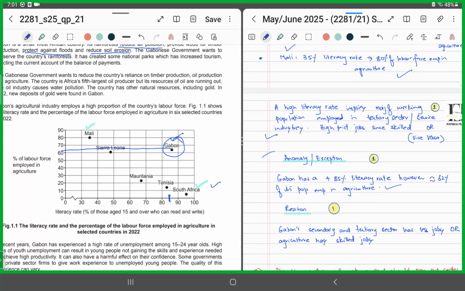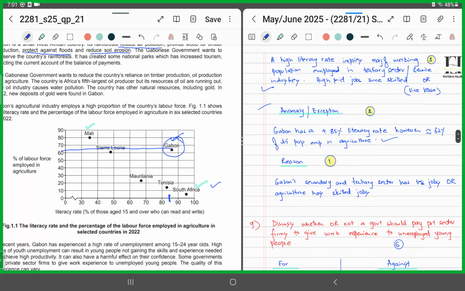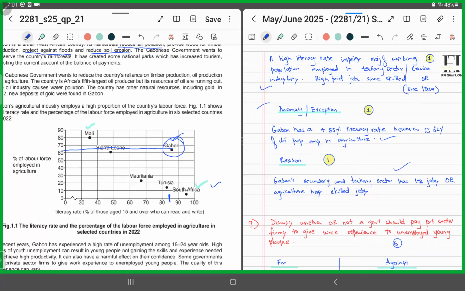Now you'll give the reason behind this. The final 5th mark. It could be that Gabon's secondary and tertiary sector has less jobs. That is why more of its population is employed in the primary sector or the agriculture industry, or maybe agriculture also has skilled jobs, right? This could be the reason why most of its population is employed in agriculture. Either the secondary and the tertiary sector has less jobs, that is why more of its population is employed in agriculture, or the agriculture also has skilled jobs. Get it? This is how you'll be getting full 5 marks. I hope now you've understood the pattern of answering analyzed questions in section A.